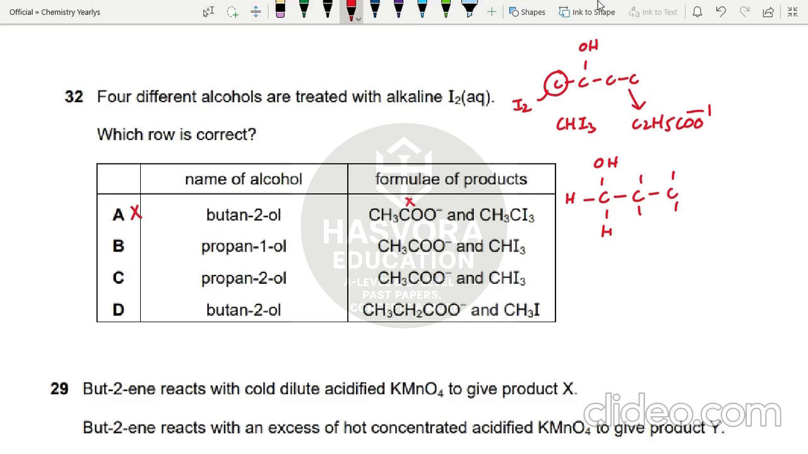Now if you see, it does not have a methyl group, so it will not react with the alkaline iodine. So this will be wrong.